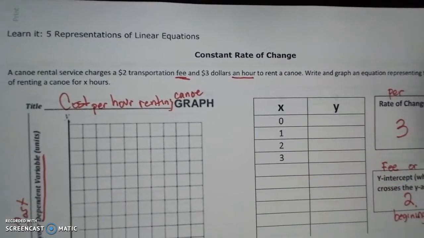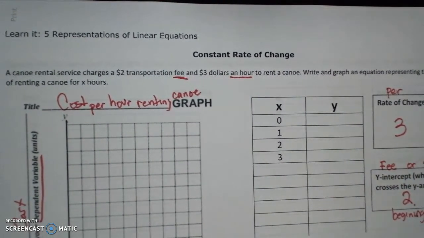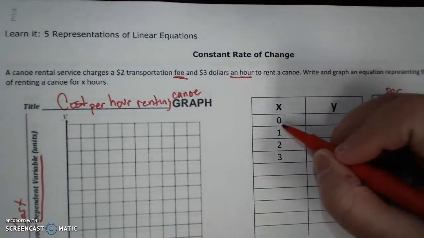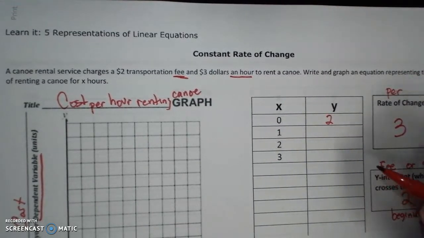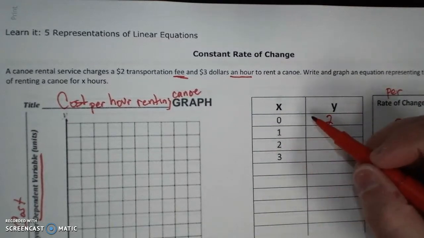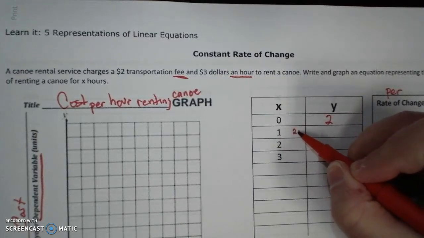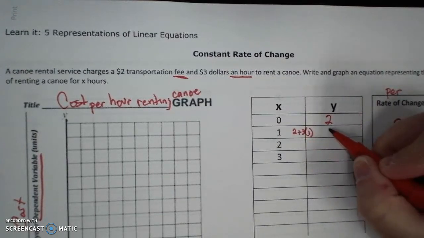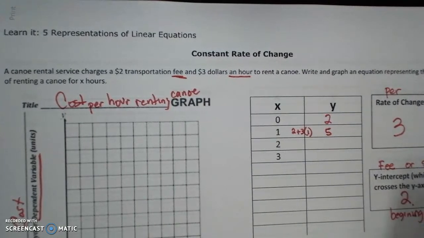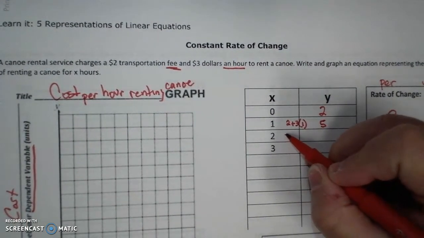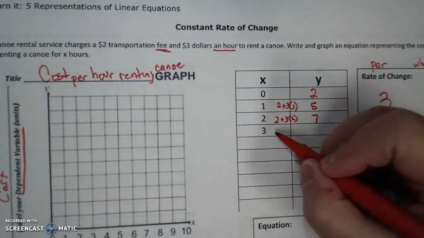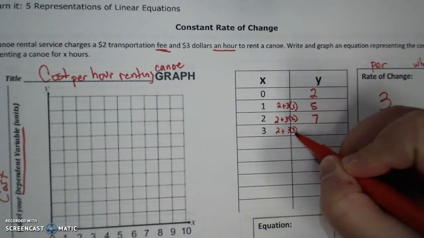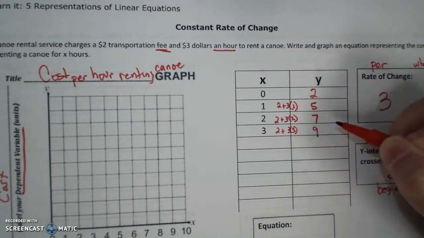So I call up on the phone and I tell the company, hey, I want to rent a canoe. And they say, okay, your fee is $2. I didn't even rent it. They just charged me $2 for making the call and making the reservation. So then I show up, and these are different trips. If I went for just 1 hour, it would be my $2 fee plus 3 times 1, which would be 5. And then if I went on a different trip for 2 hours, it would be 7. And then 2 plus 3 times 3 would be 9.